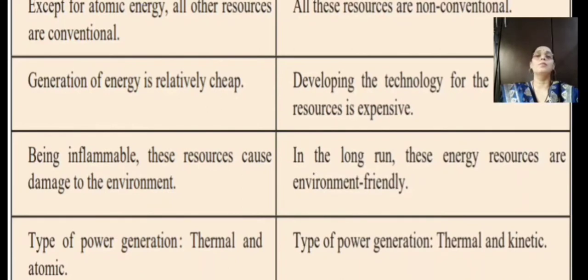Now the next point, in substance based energy resources, except for atomic energy, all other resources are conventional. And in process based energy resources, all these resources are non-conventional. So students, conventional sources of energy means coal, petrol and natural gas, which are non-renewable resources of energy. And non-conventional sources of energy means, for example, solar and wind energy, which are renewable sources of energy. They have been in use since a long time. For example, firewood and coal have been in use since a long time.